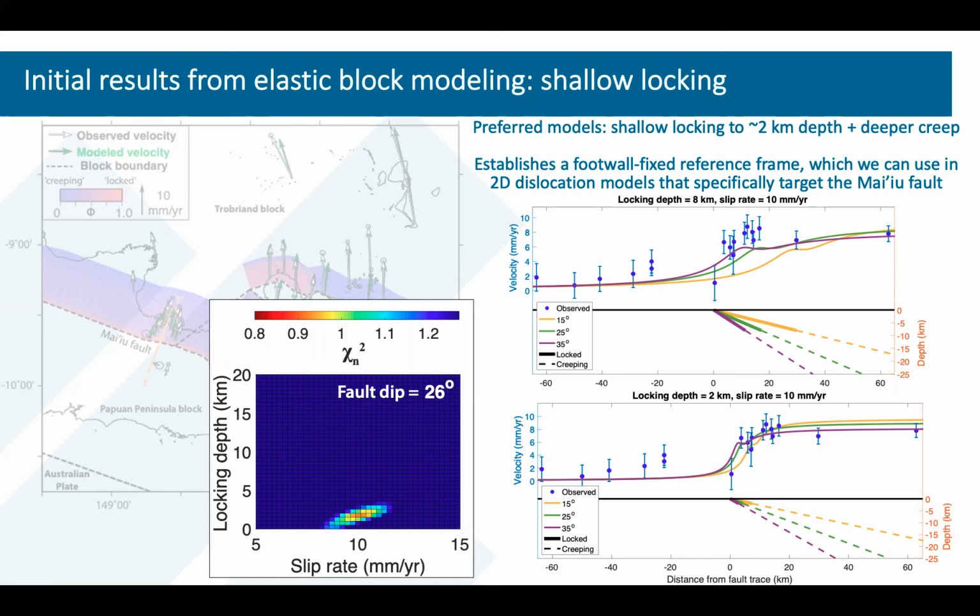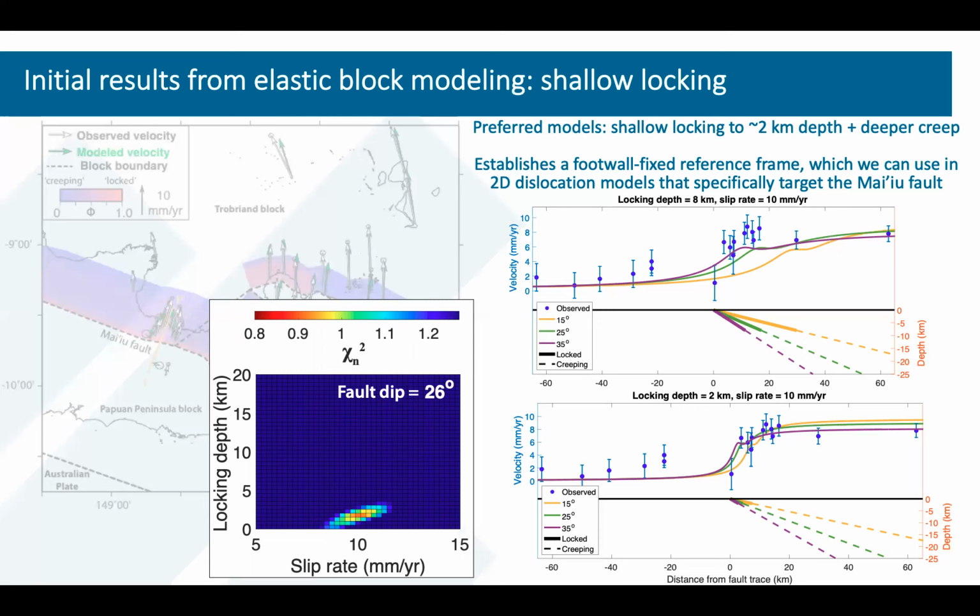And these start to give us some sensitivity plots like this one. So we start to understand the trade-offs between locking depth and slip rate in terms of how they match our observed velocities. And we can see that for these models where we assume that the fault is locked at the surface and locked down to some depth before a creeping portion, we need a slip rate somewhere around 10 millimeters per year and a really shallow locking depth.